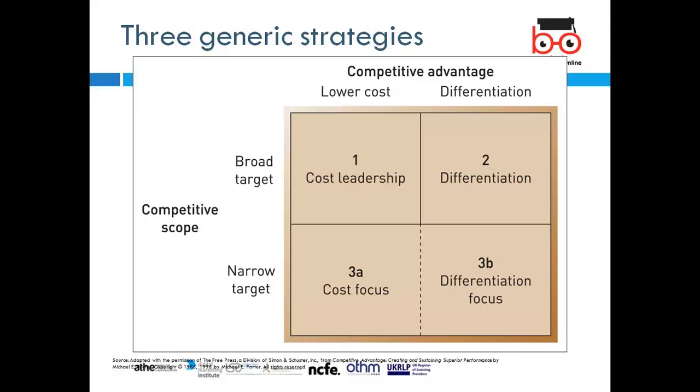Then differentiation, like Tesco. Think about Tesco. What sort of things do they do? What sort of services do they offer? Are they just selling food?